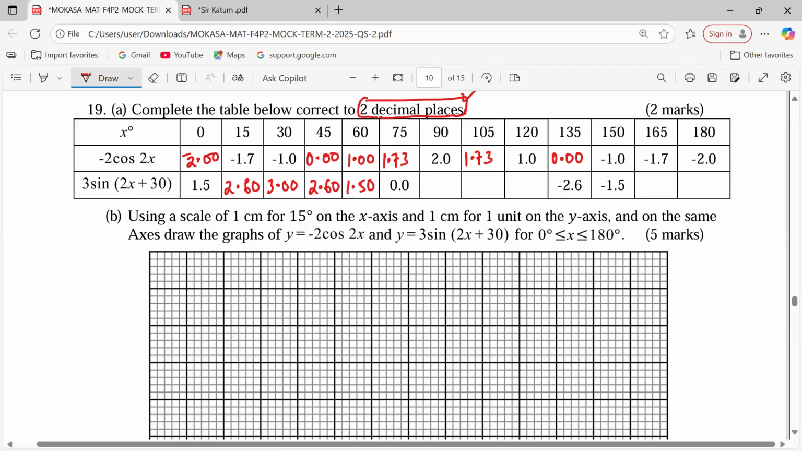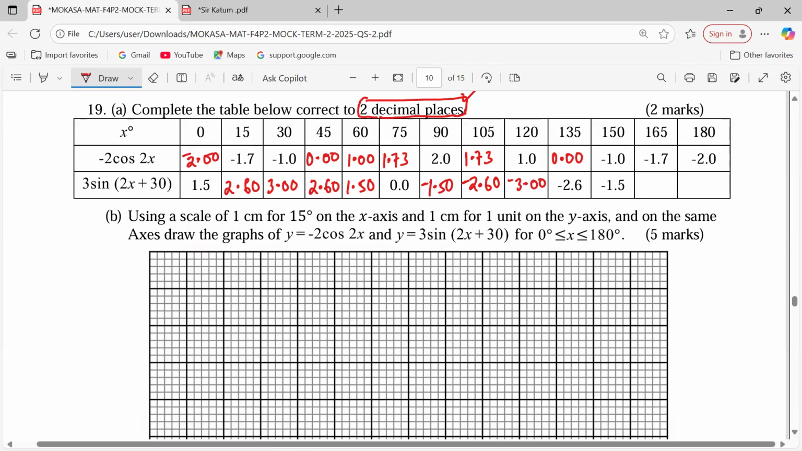We introduce a 0 at that point, just to ensure that the accuracy is sustained according to the examiner's demand. We go to 3 sine, open brackets, 2 multiplied by 90 plus 30. This gives us negative 1.5. Is that right, yeah? Negative 1.5. So we introduce a 0 for 2dp. Then 3 sine of, 2 multiplied by 105 plus 30. This gives us negative 2.60. Then at 120, we'll have 3 sine, 2 by 120 plus 30. It gives us negative 3, so this will be negative 3.33.